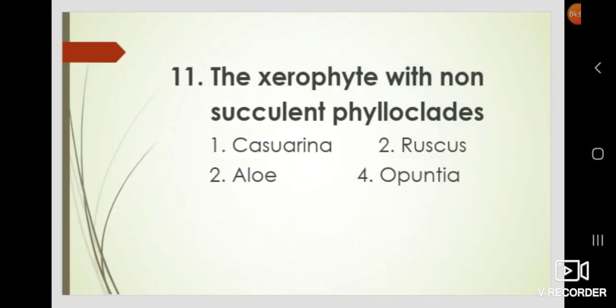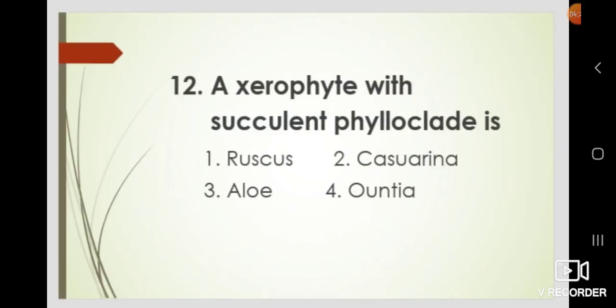Question number 11. The xerophyte with non-succulent phylloclades. The right answer is Casuarina. The xerophyte with non-succulent phylloclades. Right answer is first one, Casuarina.